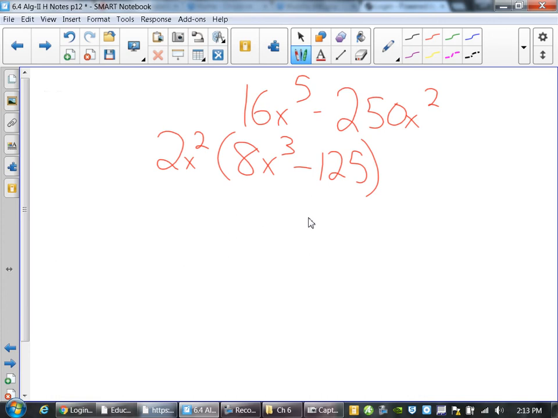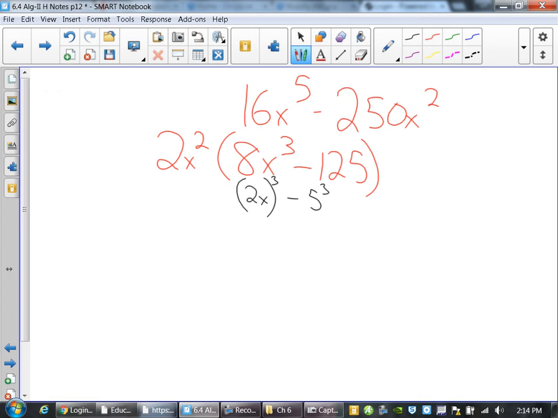Now, when I'm factoring it, it's a difference of cubes. 8 is a perfect cube. The cube root of 8 is 2. The cube root of 125 is 5. So what you wind up with here, and as you get better at this, it might not be a bad idea to do this, is 2x quantity cubed minus 5 cubed. That way you know what your a and b values are. Your a value is 2x. Your b value is 5.